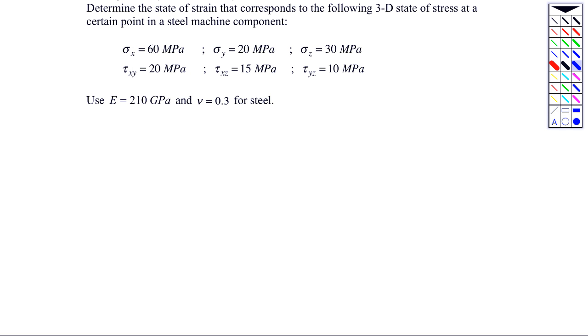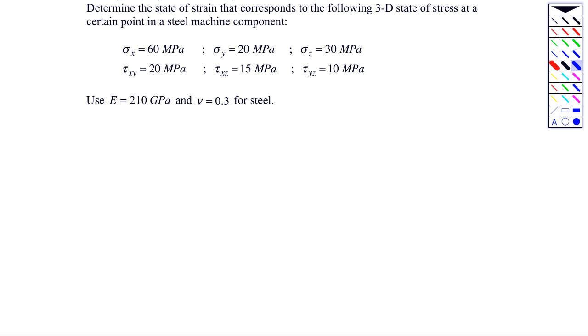In this problem, we're given a three-dimensional state of stress. We're given sigma x, sigma y, sigma z, and the three shear components, tau xy, tau xz, and tau yz. We're given that the material is steel, so we know the Young's modulus E and the Poisson's ratio nu. We want to calculate the state of strain.